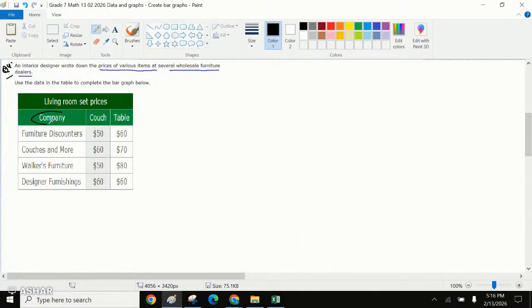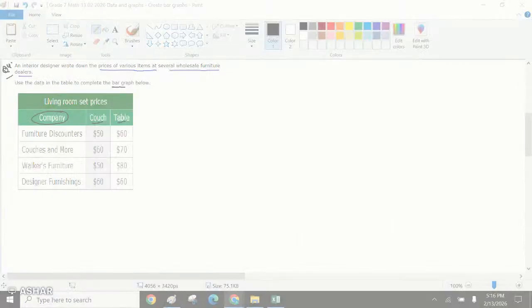So this is the name of the company. We are comparing the prices of couch and the tables, right? So each company, the furniture discounters, 2 products, couches and more, the same 2 products, right? So when we are comparing different products from different places, right? So we do this bar graph. The partial of the bar graph is given to us. We'll just try to complete the graph. Okay. And then we will see if we can make a question out of it.